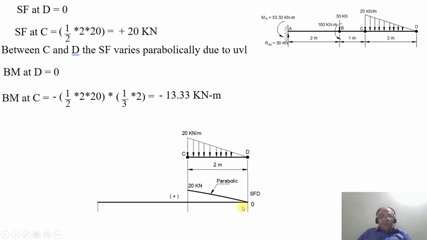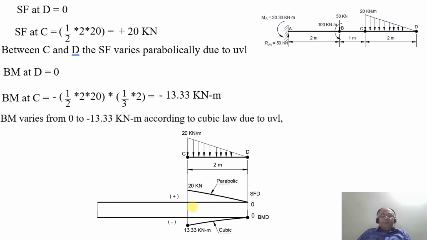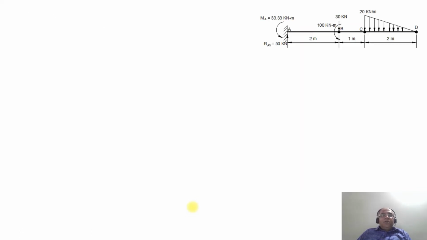So the bending moment varies from 0 to minus 13.33 kilonewton meter in a cubic law, because this is the area of the triangle, meter square, and the distance of center of gravity will be in meters. So the power is going to become meter cube. So naturally, since the power is 3, the curve joining between 0 to minus 13.33 will satisfy the cubic law, or the cubic curve. So therefore, BM varies accordingly from 0 to minus 13.33 kilonewton meter according to the cubic law due to uniformly variable load. Now we are going to consider between C and B.